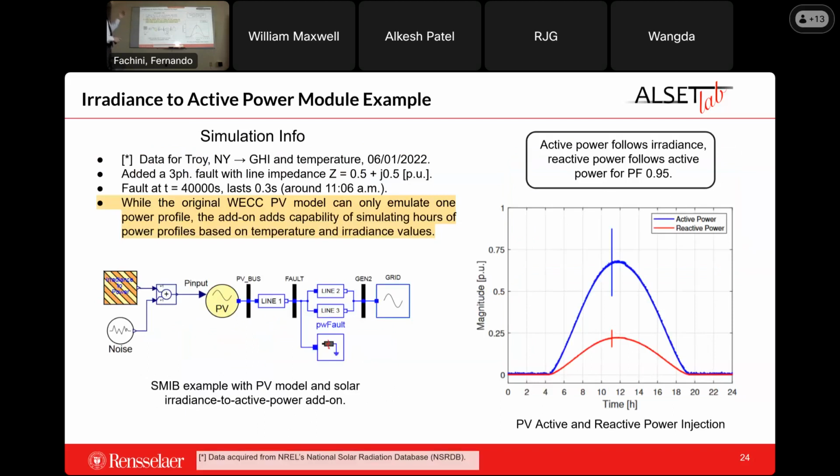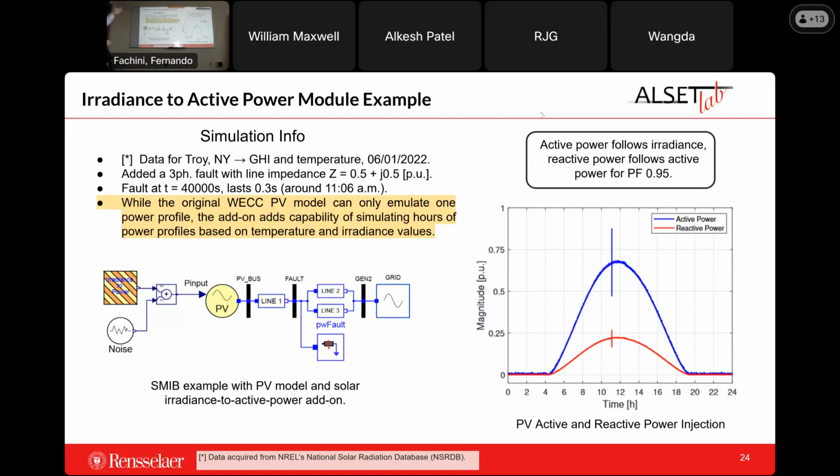So I developed a simple simulation in order to test the model. And what I did was I found data for irradiance and temperature for Troy, New York. The data was acquired from the National Solar Radiation Database, and it was for June 1st, 2022. I took those values and plugged them into the irradiance-to-power block. And I've also added to this simulation a three-phase fault that was applied at 440,000 seconds, so around 11:06 a.m. in the morning, and it lasted for 0.3 seconds. And the duration of the data I acquired for temperature and irradiance is 24 hours.